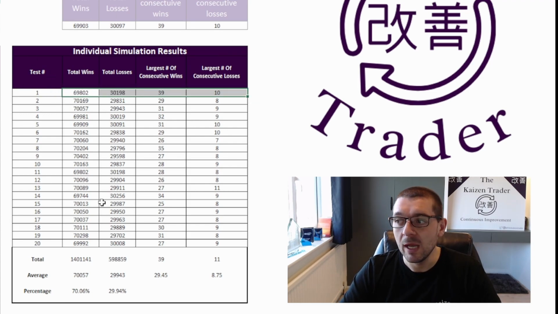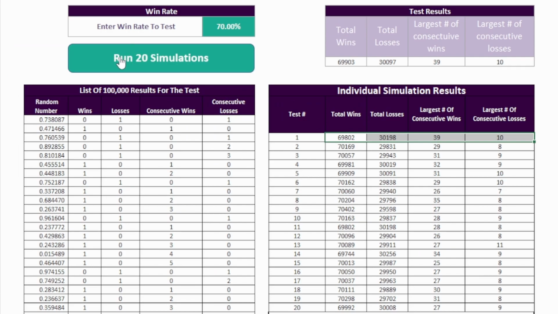And what I am then doing, each 100,000 trades, is this table here. If I click this Run 20 Simulations button, that is going to run 20 simulations of 100,000 trades. So what we're saying is these random numbers are our random trade outcomes based on our win rate. So we have no control over these numbers, and we have no control over our winners and losers in the market.